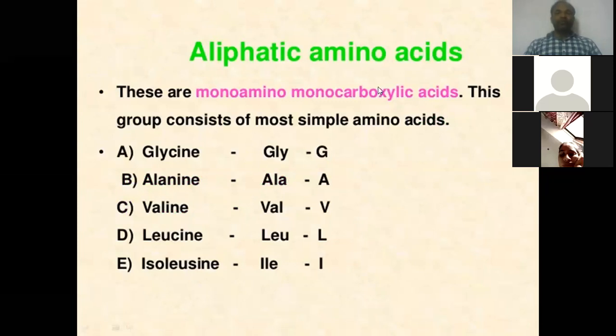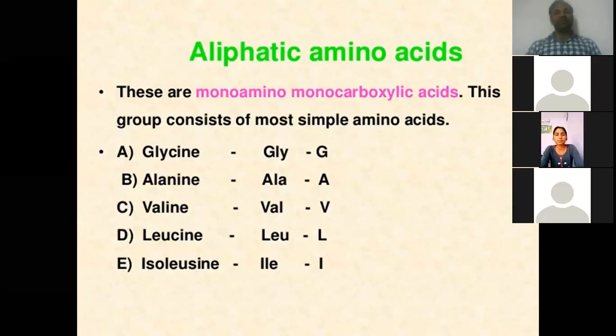So the first group, that is aliphatic amino acids. These are the monoamino monocarboxylic acids. This group consists of the most simple amino acids. Aliphatic amino acids include monoamino monocarboxylic acids, and all the simple amino acids are found in this group.